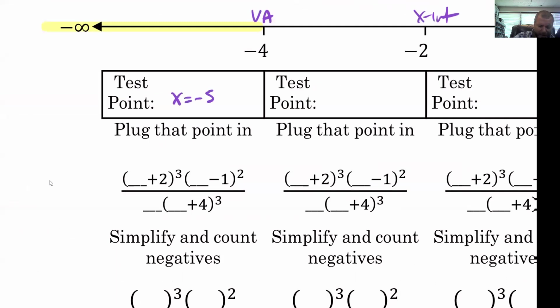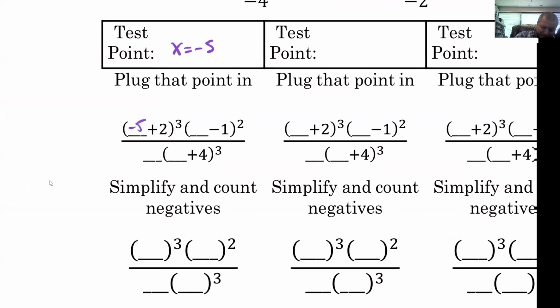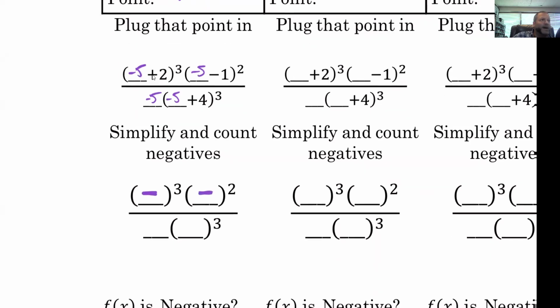So what we do now is we think, well, what happens if I plug -5 into my function, if I evaluate it at -5? But I don't care again about the number. All I care about is what I'm going to get, positives or negatives. -5 plus 2, that's going to be a negative number. -5 minus 1, that's also going to be a negative number. -5, well, that's negative. And -5 plus 4, that's also going to be negative.